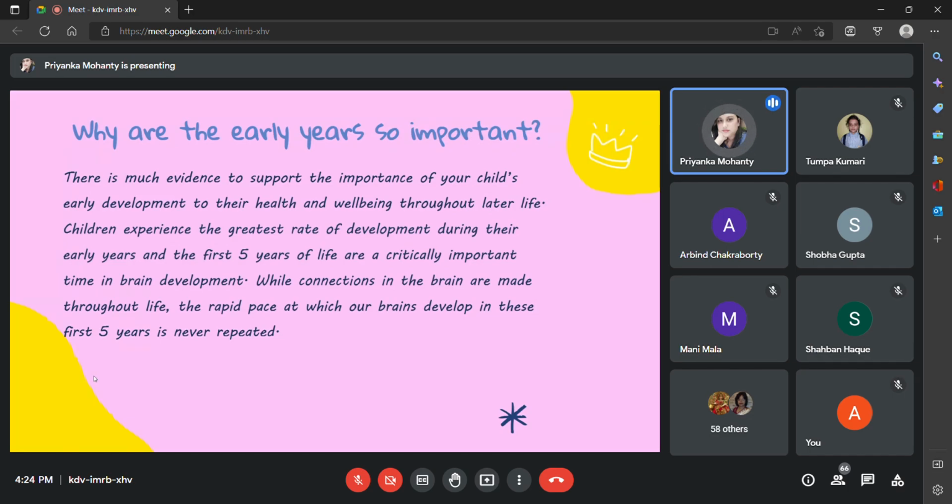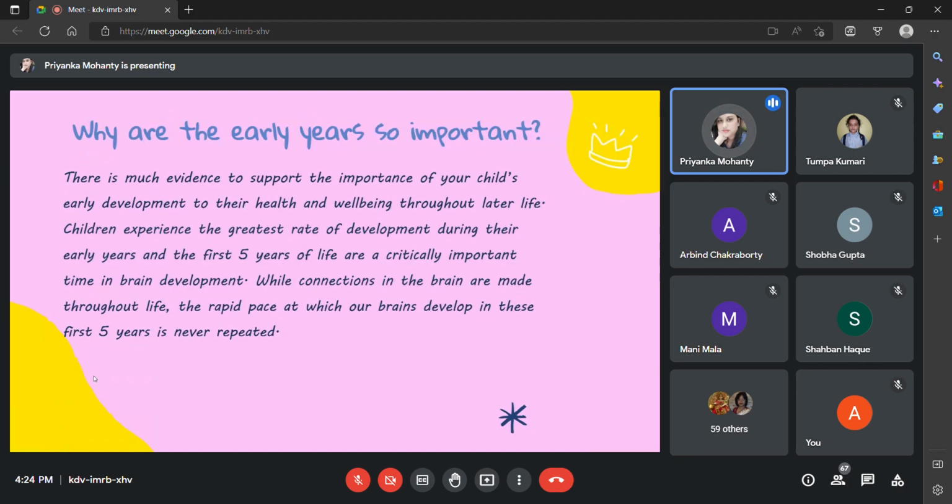If the child is playing also, he or she is observing what we are doing, how we are saying. So after some time, you will be able to understand that the child was listening to us when the child repeats those lines or does something that we did.